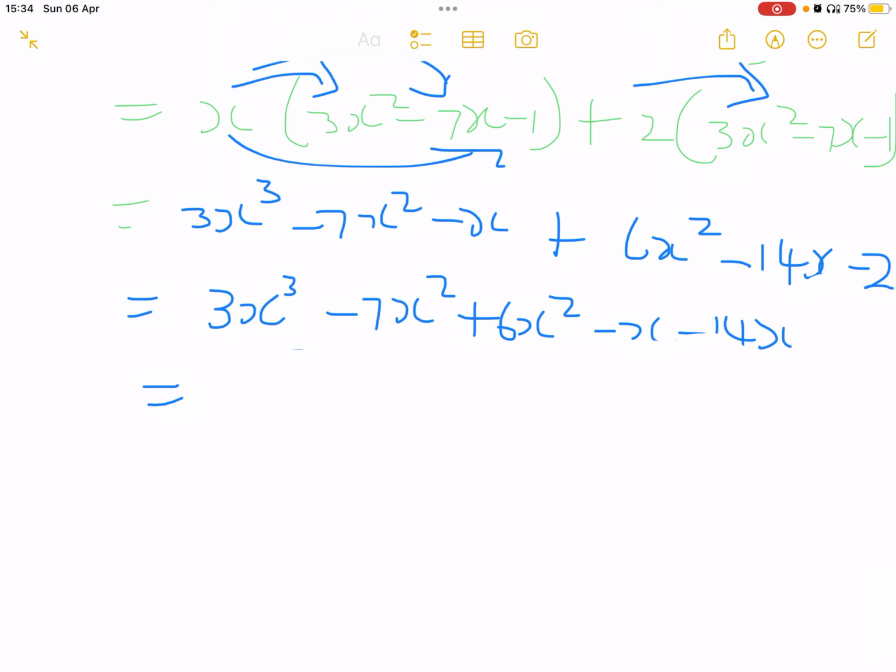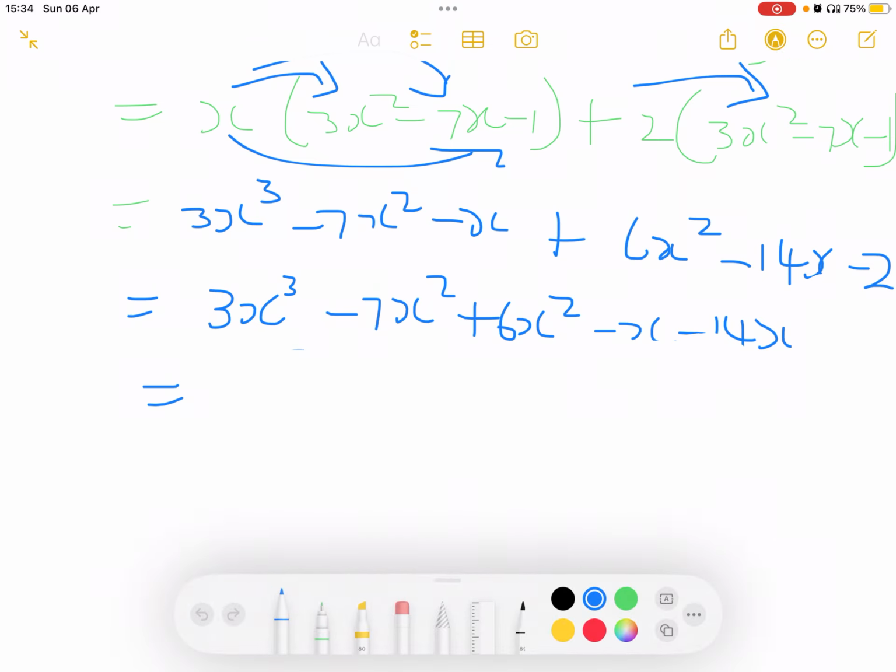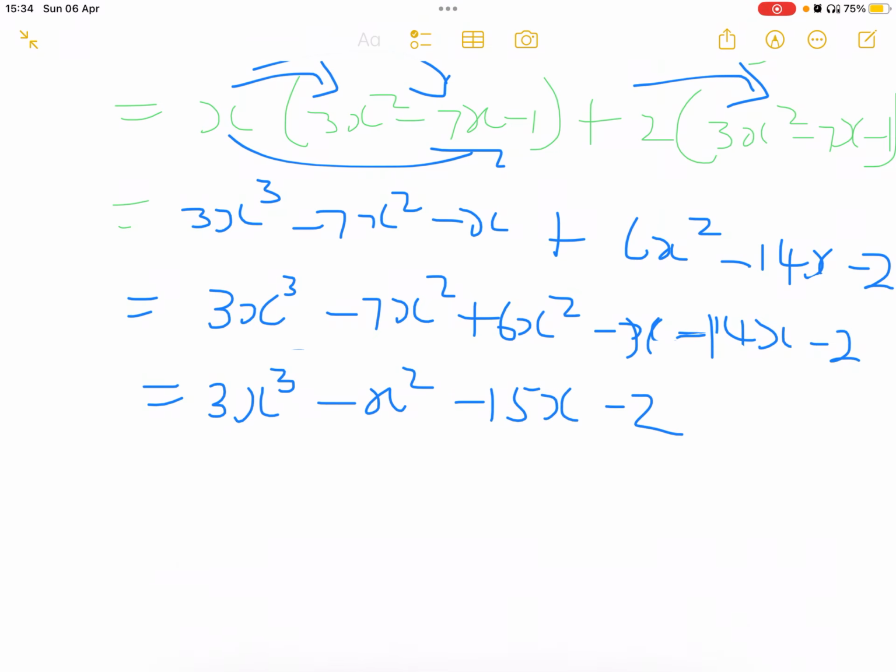Right. When we're grouping now, we did not include this subtraction in the minus 2. So this becomes 3x cubed minus x squared minus 15x minus 2, and you get your full marks.